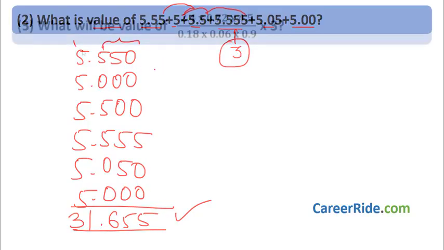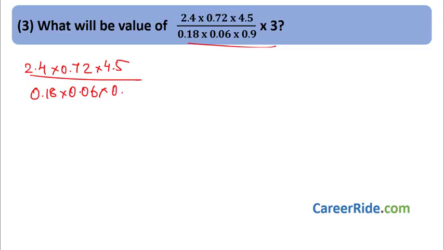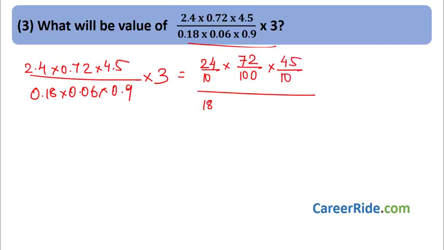Moving to the next question. Question number 3. What will be the value of this expression? Okay, again it is very easy. We have 2.4 into 0.72 into 4.5 divided by 0.18 into 0.06 into 0.9 multiplied by 3. We can write 2.4 as 24 upon 10 multiplied by 0.72 as 72 upon 100 multiplied by 45 upon 10 divided by 18 upon 100 multiplied by 6 upon 100 multiplied by 9 upon 10 multiplied by 3.